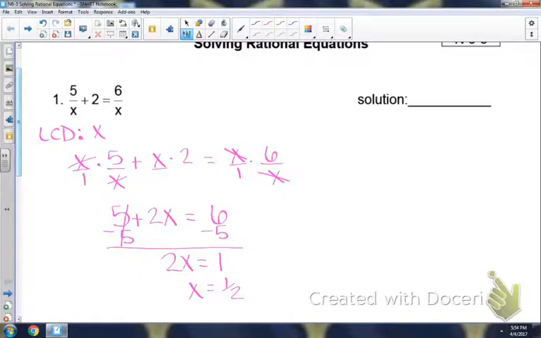So plug that number back into x in your original equation. If it causes your denominator to be 0, you know that's not a correct solution, because it would make it undefined. So notice if we plug a 1/2 in for x, we don't get a 0 in the denominator, so that's a good solution to have. So x equals a half. And you could always just plug it back in and check it also if you wanted to check yourself.